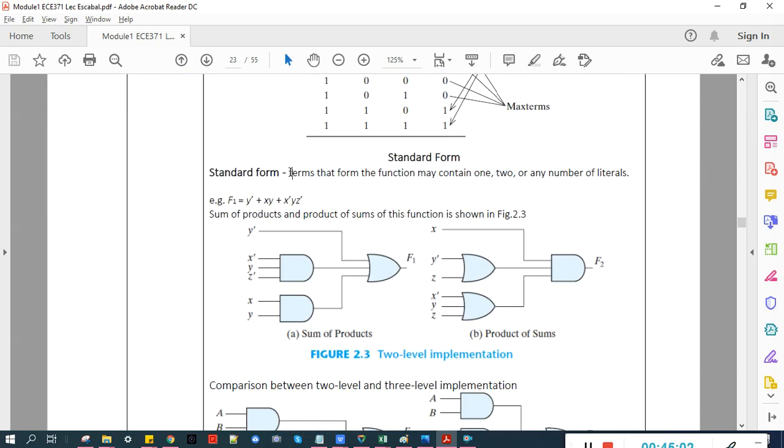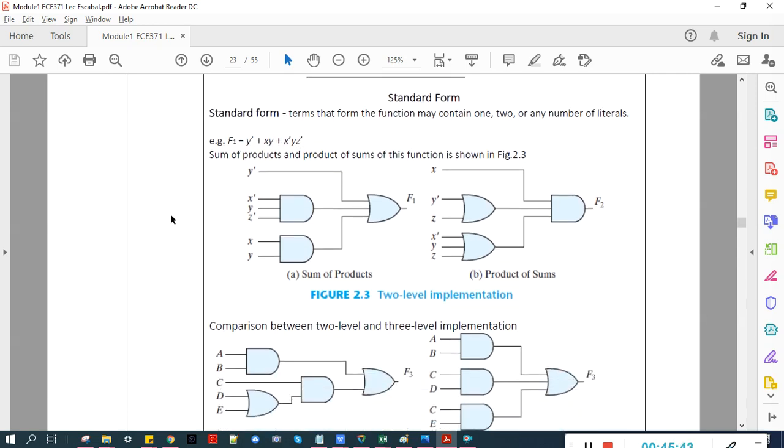Standard form. Terms that form the function may contain one, two, or any number of literals. For example, f1 is equal to y prime plus xy plus x prime yz prime. So this is a standard form as compared to canonical form, which is a complete representation of a function using min terms and max terms. Here, it doesn't necessarily have to be a min term or a max term. It can be any number of literals. That's for the standard form.